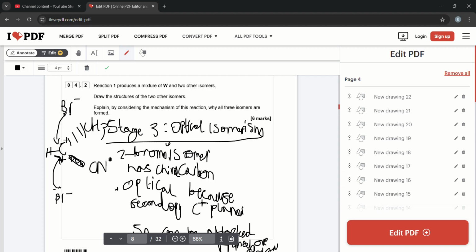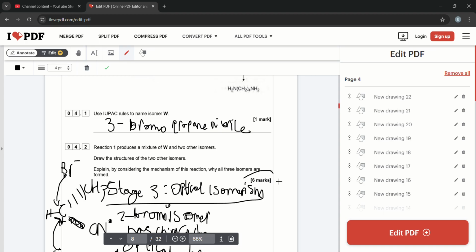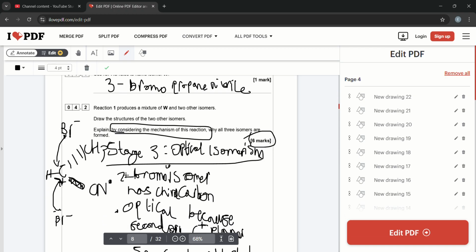And that's really it for the optical isomerism part. Tricky 6 marker. Very tricky 6 marker. I feel like the part that will trick students out is considering the mechanism of the reaction. It actually wants you to show where the curly arrows go, and then show the intermediate structures of primary carbocation and secondary carbocation. And then the rest of it: optical isomerism, the 2-bromo isomer has a chiral carbon, 4 different groups, hence non-superimposable mirror images, and optical because secondary C plus is planar, so it can be attacked from above or below. And then stage 1 is just a type of isomers found.